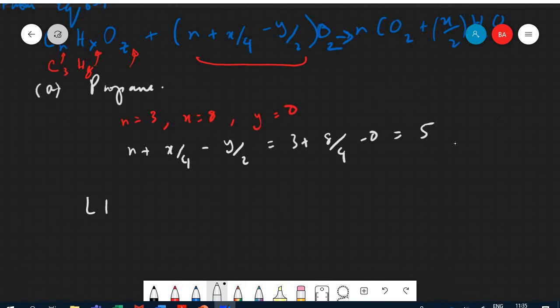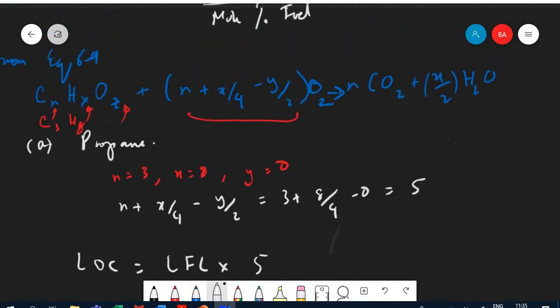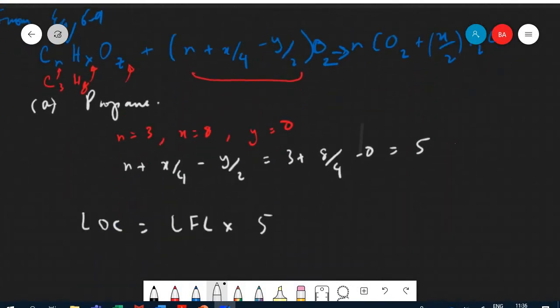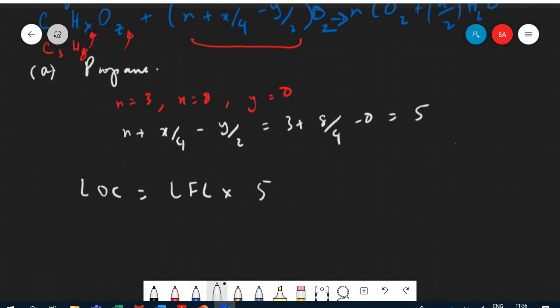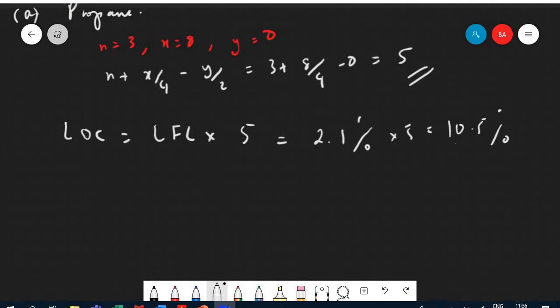So my LOC, which is the LFL times the mole percentage of oxygen over the mole percentage of fuel, which is 5 in this case, will be equal to 2.1% times 5. It is 10.5%. Okay, 10.5%. So that is how we have calculated LOC.